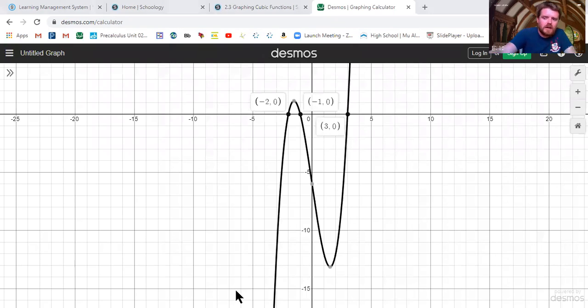When I go to write a possible equation for this cubic function, one possible scenario where I don't have an a value is going to be x minus a -2, or x plus 2, times x minus a -1, or x plus 1, times x minus 3. So this is one possible equation for this function. Some texts will ask you to write it out in expanded form. Others say it's okay to leave in factored form.